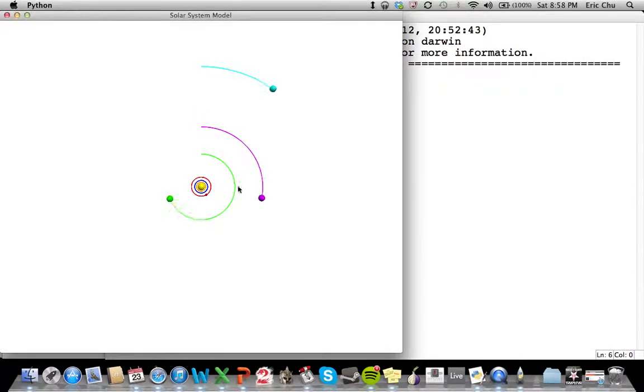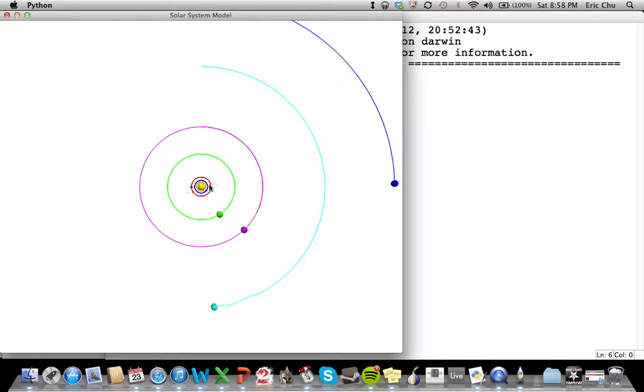As you can see, you can't really see Mercury very well. Venus is in orange, Earth is blue, and then here's Mars in red, and then we have Jupiter, Saturn, Uranus, and Neptune.